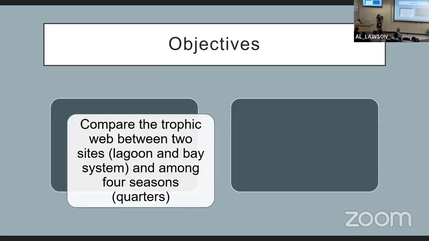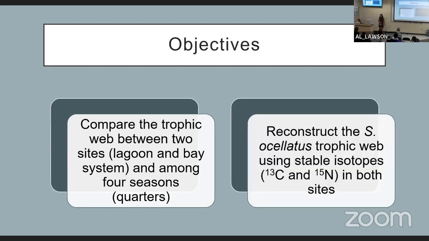First, just a quick brief of the objectives. First is to compare the trophic web between two different sites, which we categorize, one as a lagoon system and one as a bay system, among 4 seasons. Or we broke it into 4 quarters throughout a full year. And secondly, to reconstruct the trophic web using stable isotopes, carbon-13 and nitrogen-15, at both of these sites.